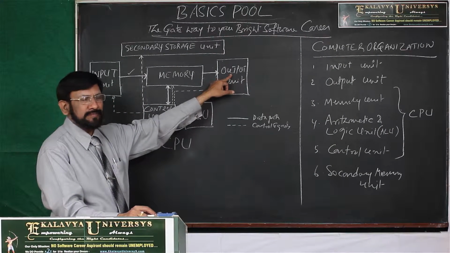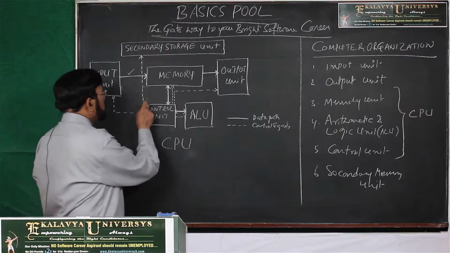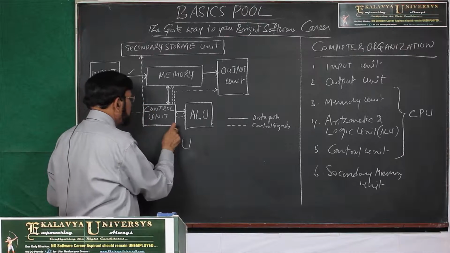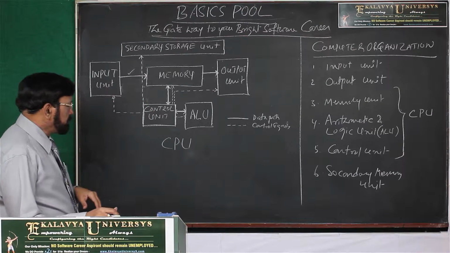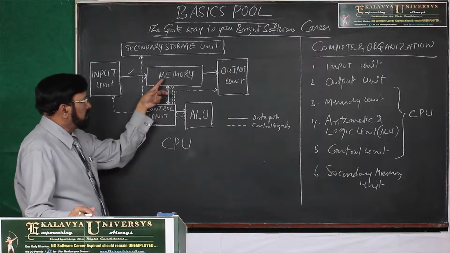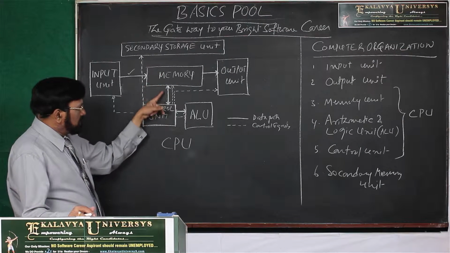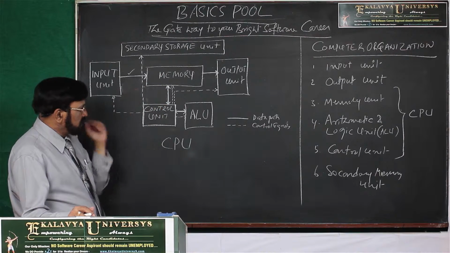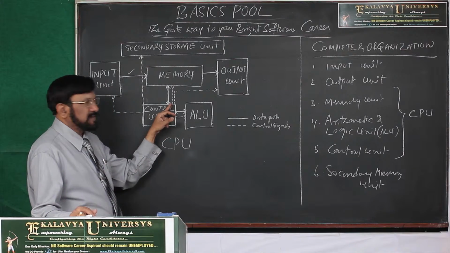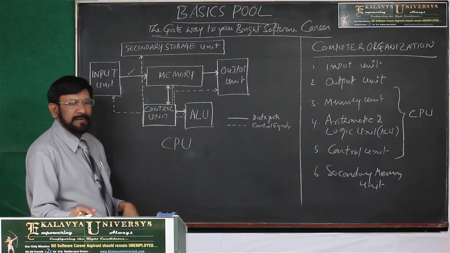thereafter they are passed to the output unit for display. Now you see, this is the control unit, this is the core part, the controller, the manager of the entire system. Control unit receives data from the memory and sends data to the memory. That's why arrows are written on both sides. At the same time, the control unit sends control signals to memory. That's why the dotted line is drawn.